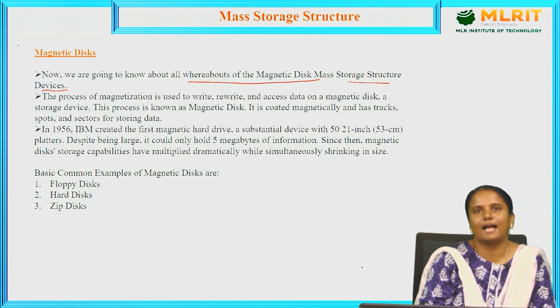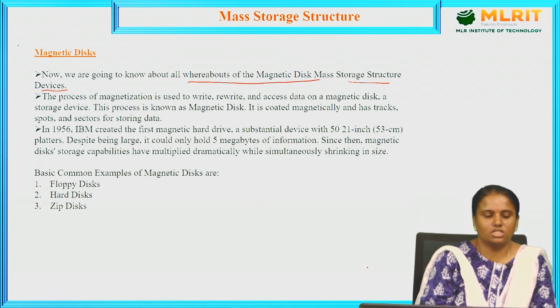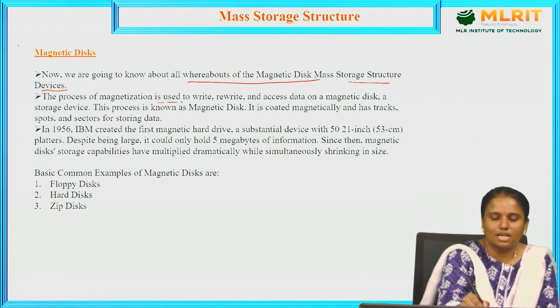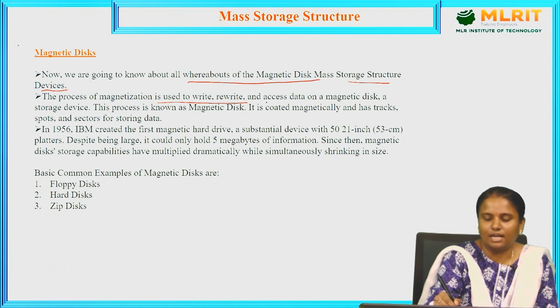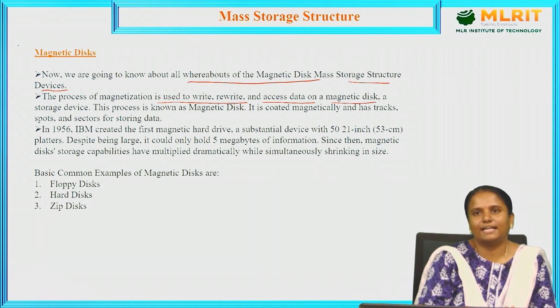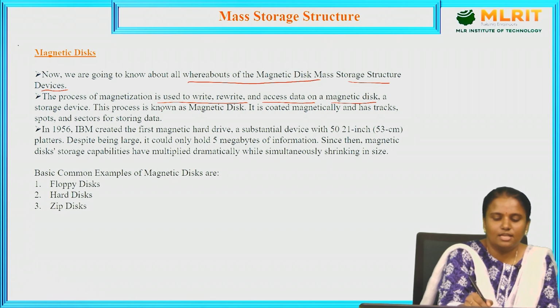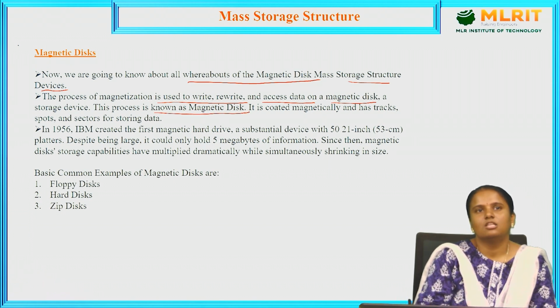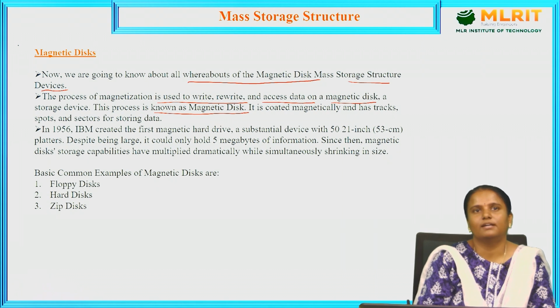The magnetic disk is used as a secondary storage device. The process of magnetization is used to write, rewrite and access the data on a magnetic disk. So whatever functions you want, writing, rewriting or accessing the data on a magnetic disk used as a secondary storage device, this process is known as magnetic disk storage. The process performed by magnetization, which is used to write, access or rewrite, is used on the magnetic disk.